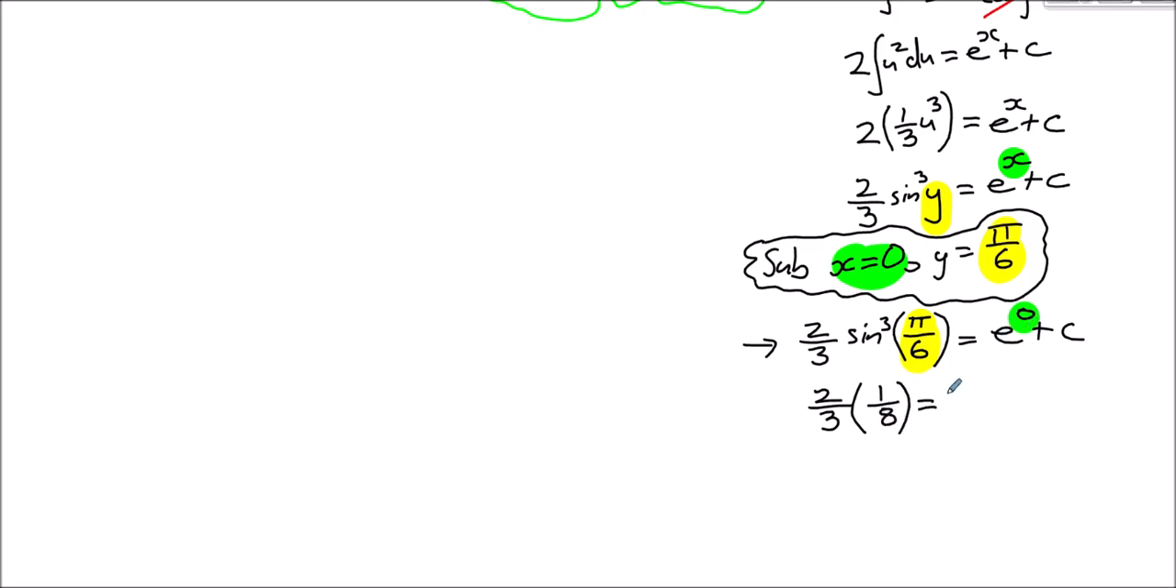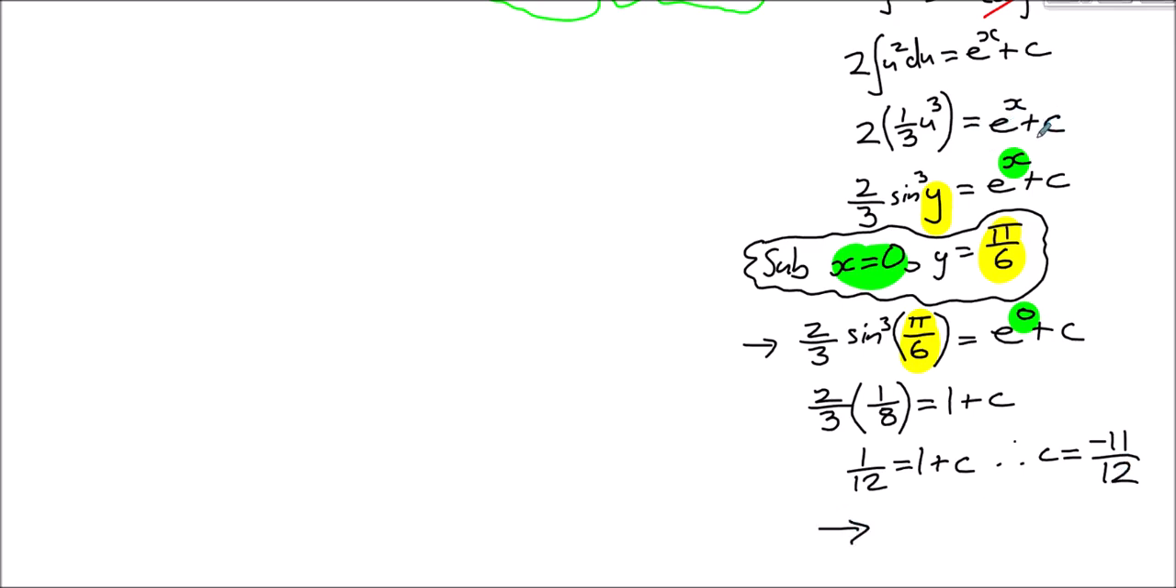E to the 0, of course, is just 1, then plus c. So 2 times 1 is 2, 3 times 8 is 24. 2 over 24, that's the same as 1/12. So 1/12 equals 1 plus c. Therefore, c will be 1/12 minus 1, which is minus 11 over 12. So now we have that condition.